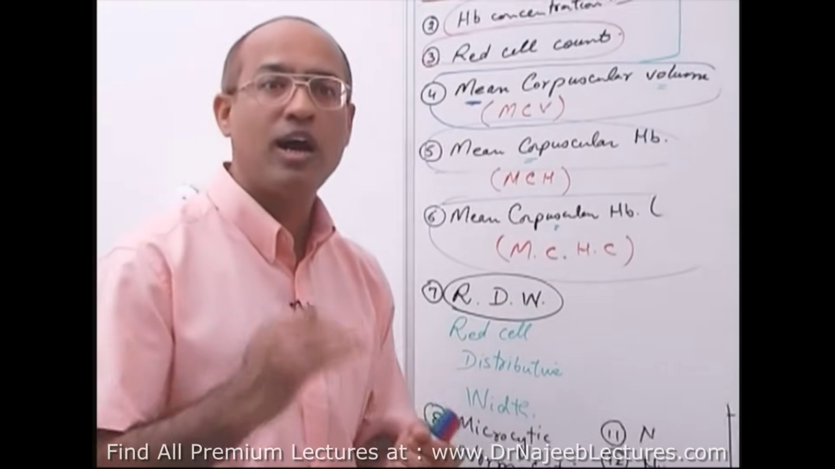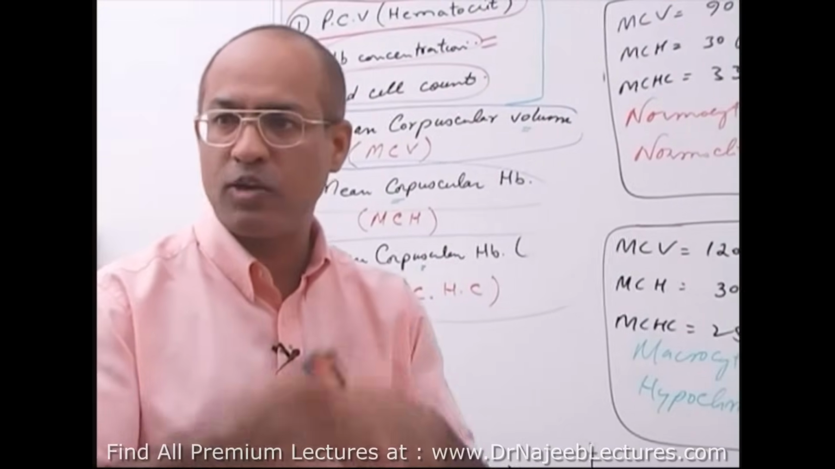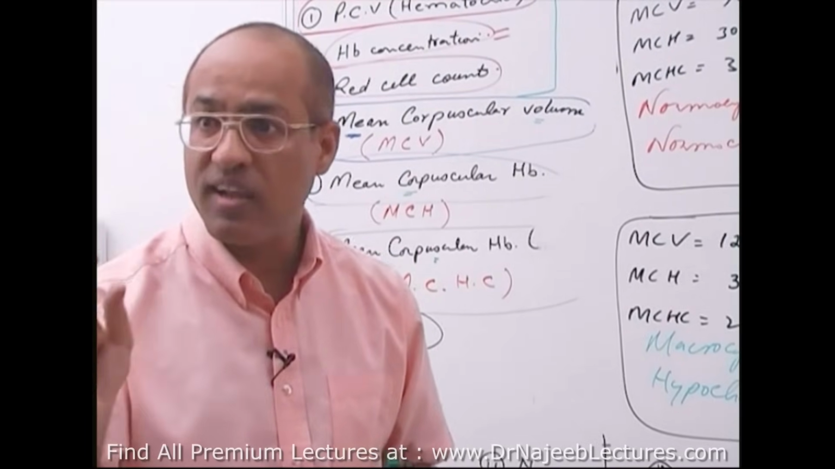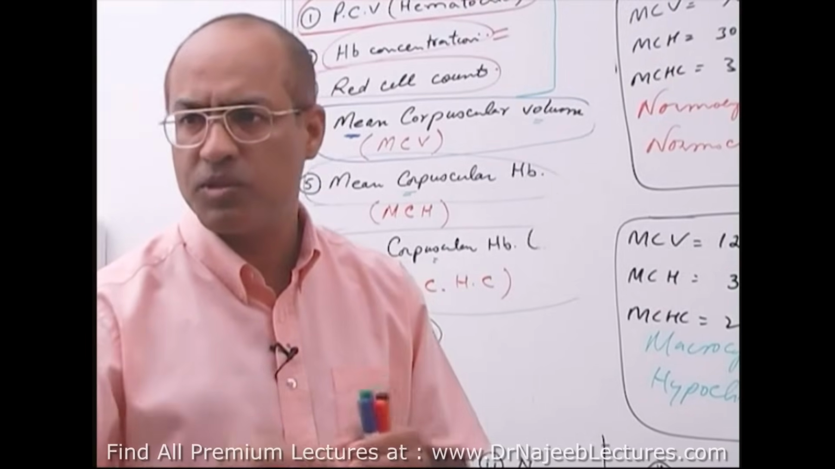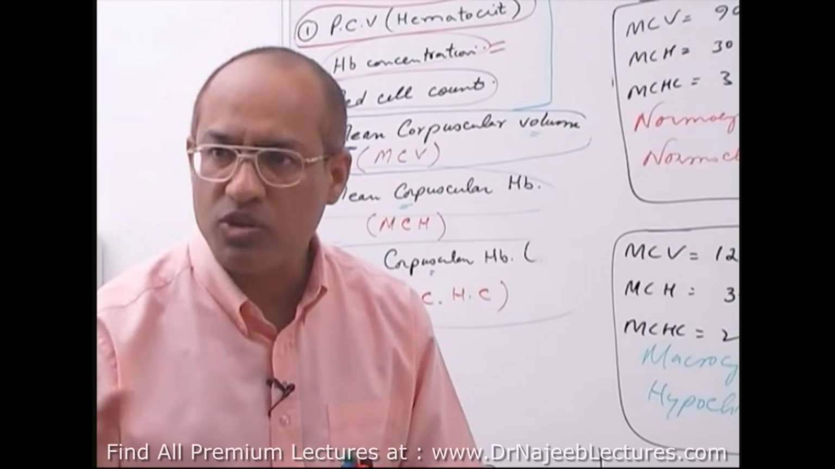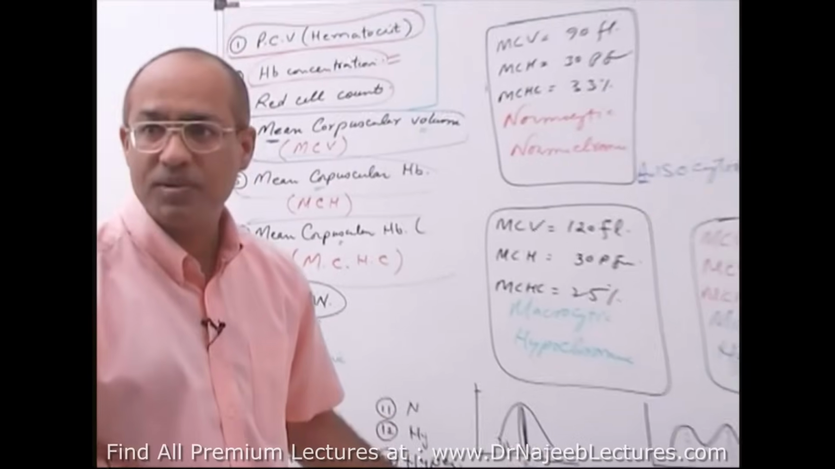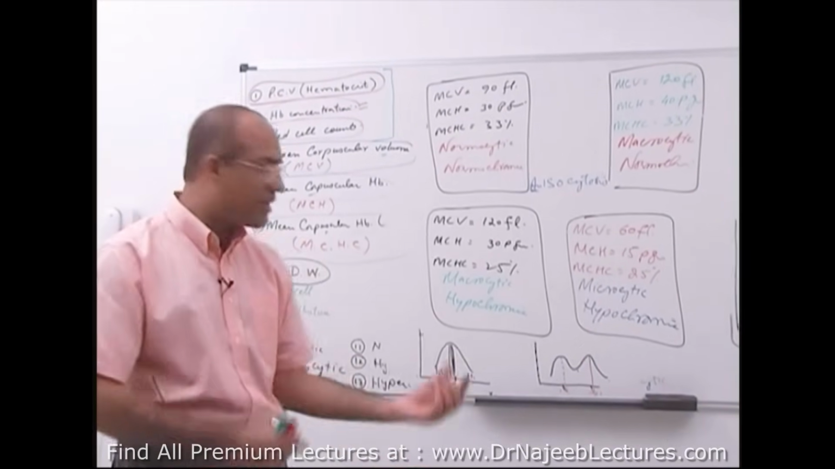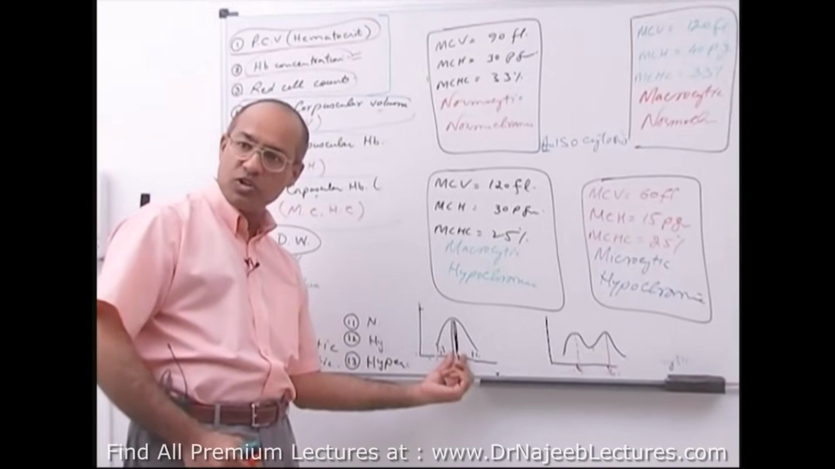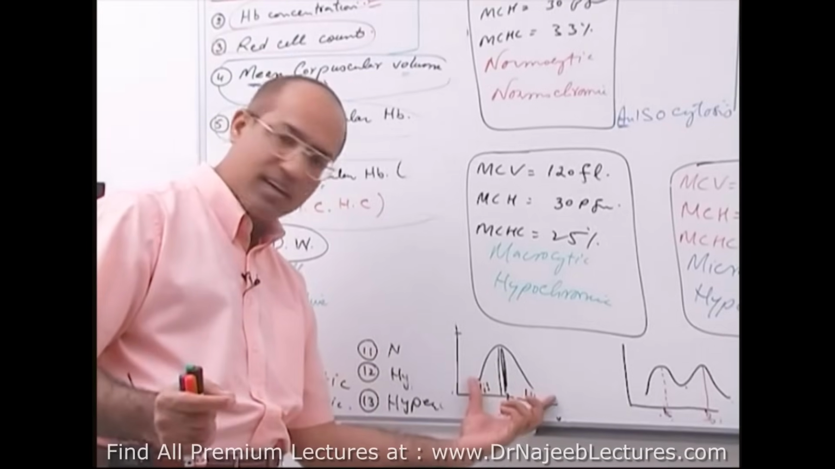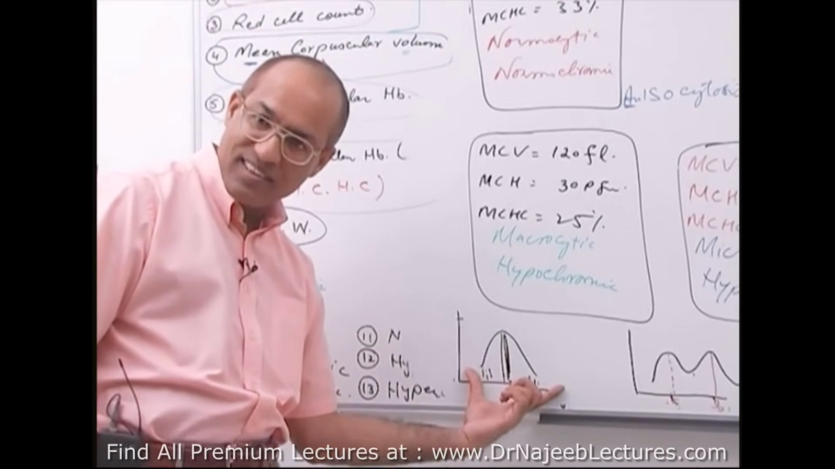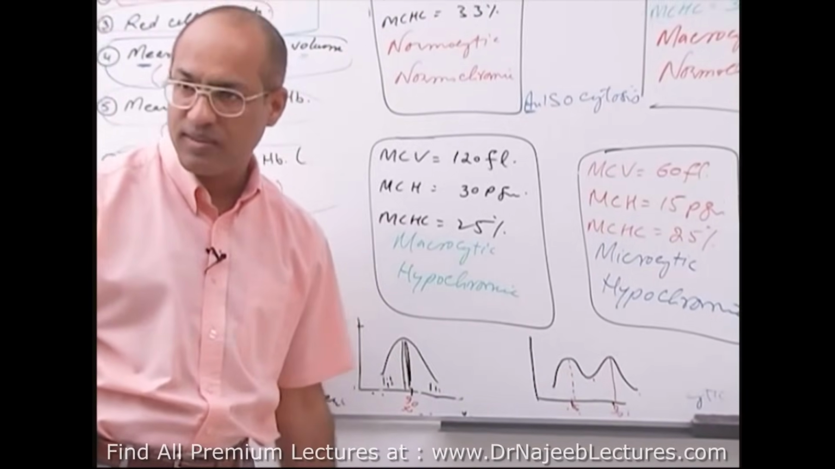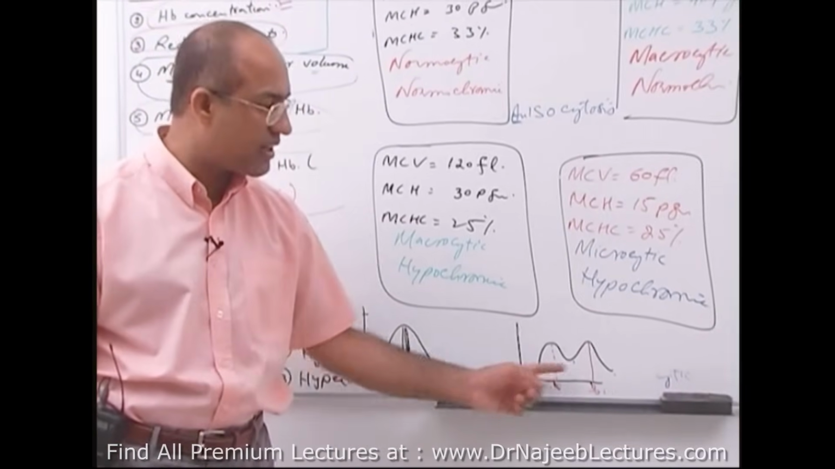Because these new automated counters, when you put in the patient's blood, automatically count the red cell number, red cell size, red cell hemoglobin, so many results the machine generates. Modern machines also generate this curve. If most of the RBCs are very near the same size, the curve will have a small width. If RBCs are varying too much, the curve will become wide. And it really becomes too wide when you have two different RBC populations with different sizes. You may have microcytic and normocytic.